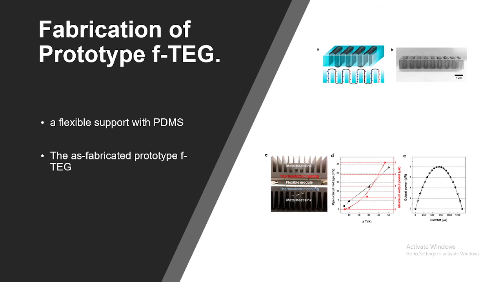Okay, for fabrication of the prototype FTEG, to utilize a freestanding FTEG, we fabricate a flexible support with PDMS by using a homemade stainless steel mold. By adopting the continuous module design, the DOP CNT sheet was placed into the PDMS support unit to create the FTEG device that is electrically in series and thermally in parallel. Eventually, the DOP CNT sheets are placed inside and covered by the PDMS support unit.